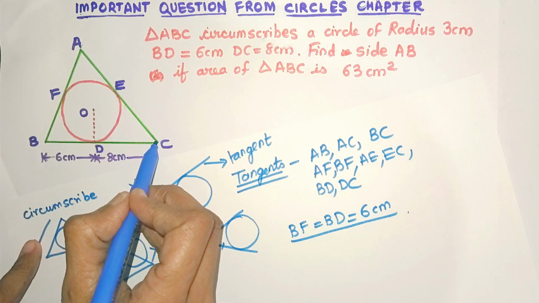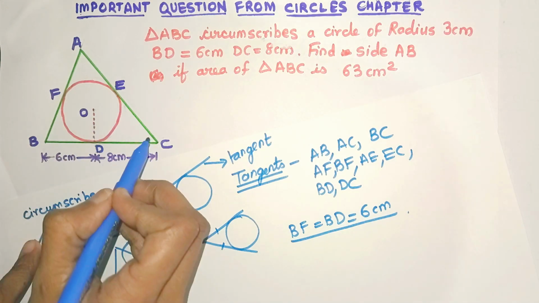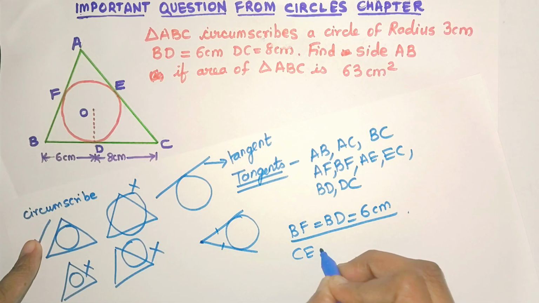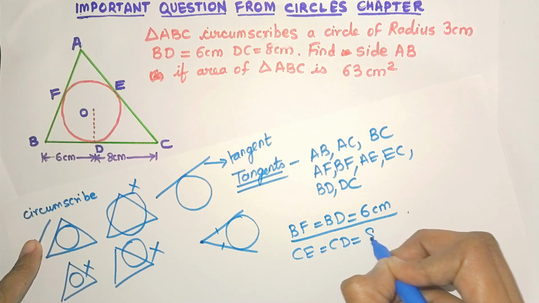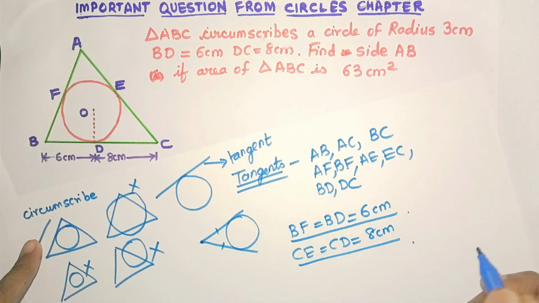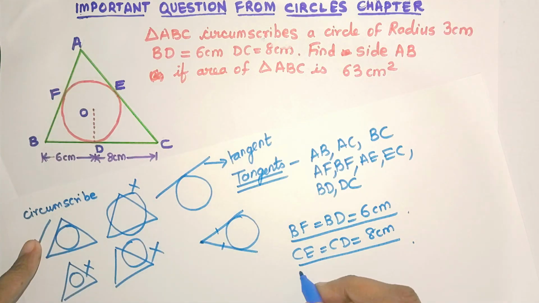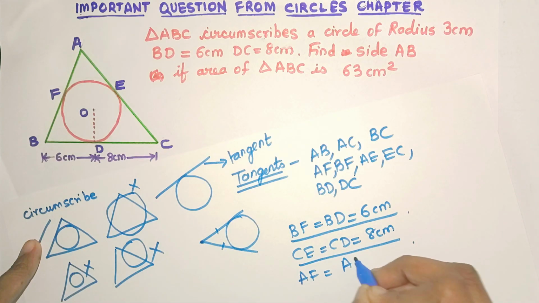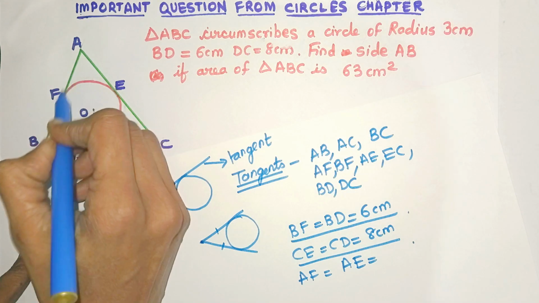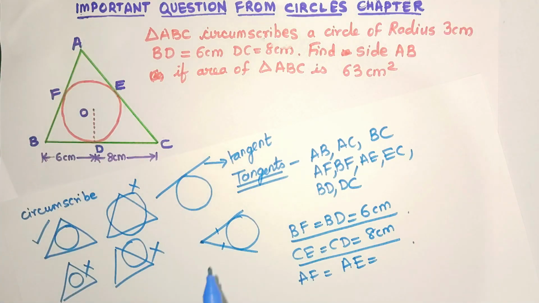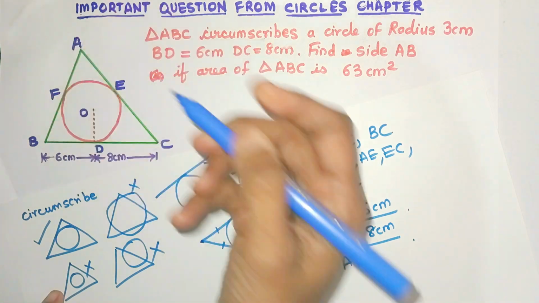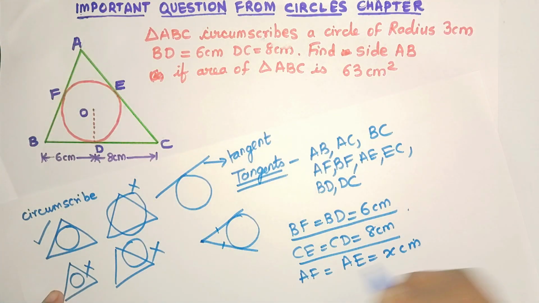Now in the same way, point C, there are two tangents CE and CD. So both will be equal in length, equal to 8 cm. Now look at point A, AF and AE, again they will be equal. But there is no length of AF or AE given, friends. So we'll take it as X centimeter. Okay. So AF and AE are X.